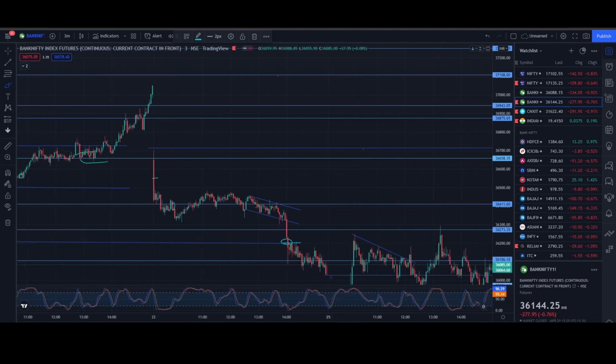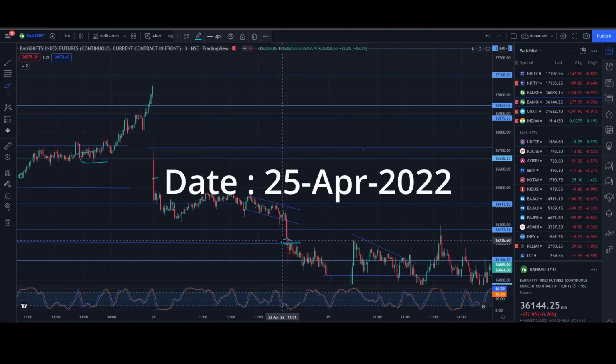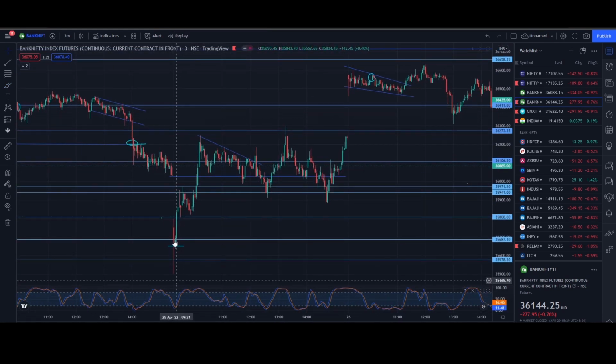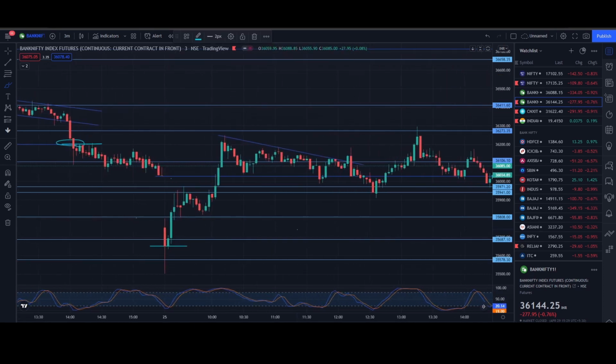Now let's move to the 25th, that is the Monday. On Monday you can see that the market has opened extremely low, that is over here, and it started going down and later recovered on the same candle to a certain level. One thing that we consider while taking a trade is that the first candle of 3 minutes and the second candle have a certain relationship between them.